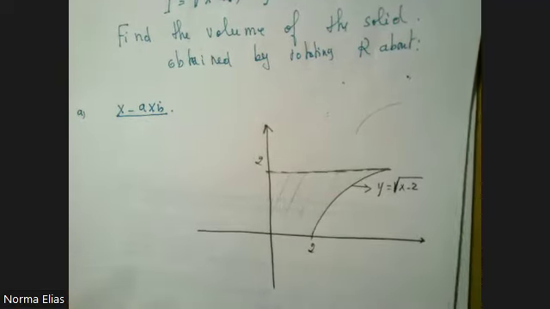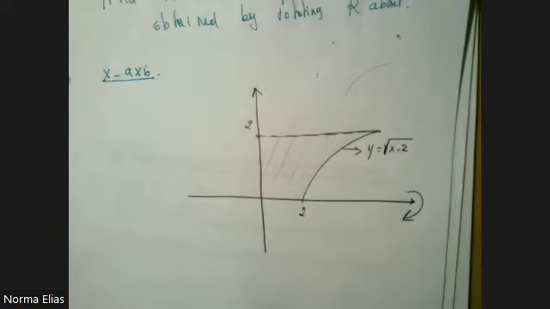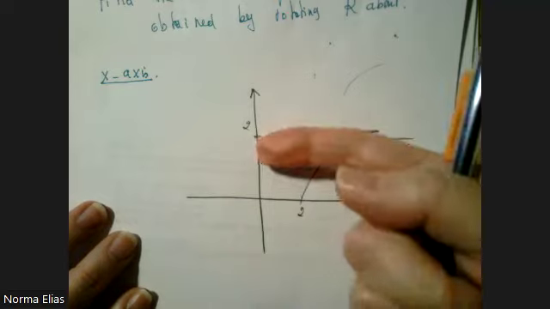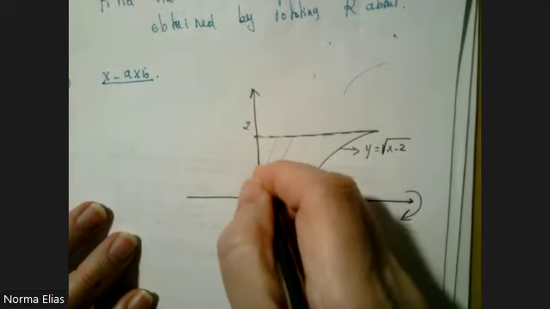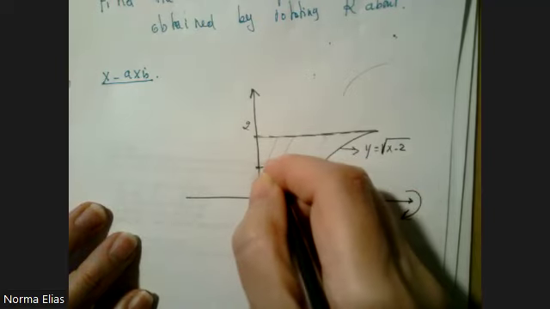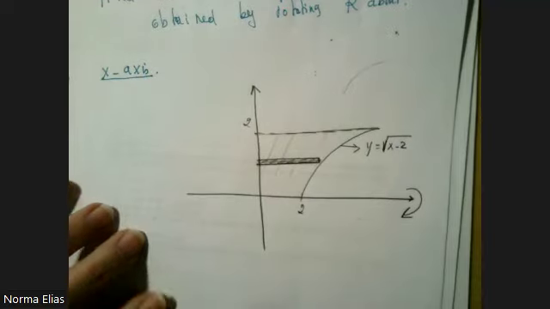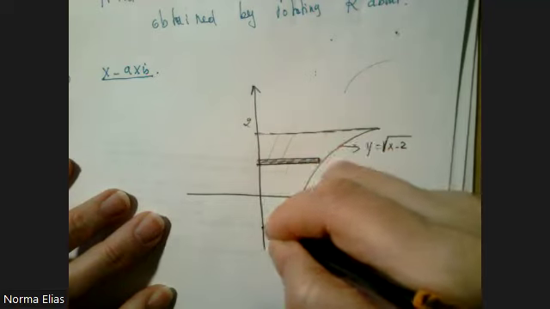And I am rotating it about the x-axis. That's the x-axis. And I'm using the shell method. It means I'm taking slices parallel to the axis of rotation. So I'm gonna put here, that's my slice. Okay, that's a typical slice, and I am rotating it about the axis. So this is my axis of rotation.